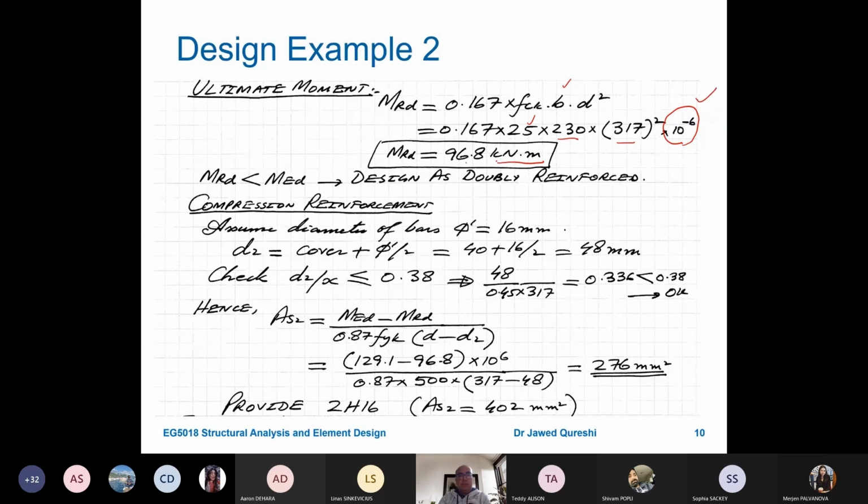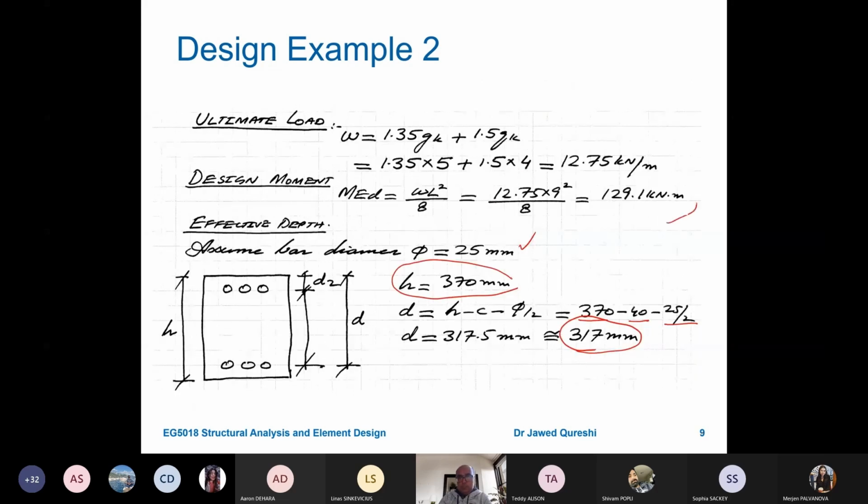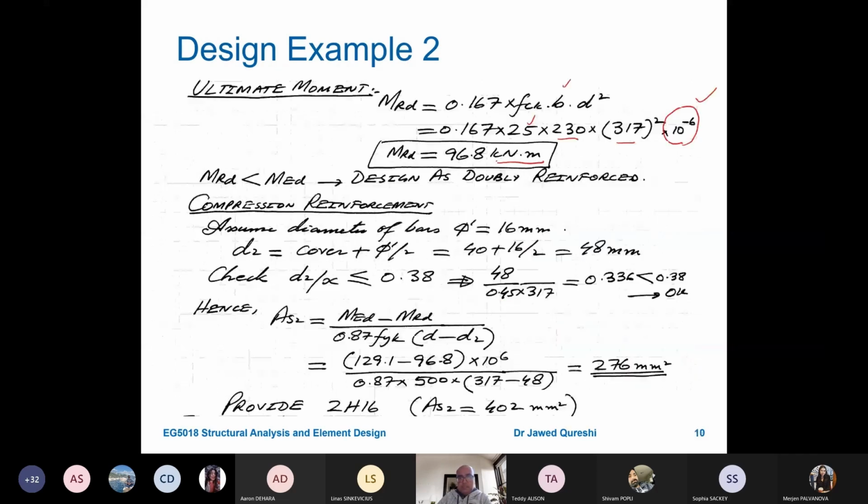And this is one of the most common mistakes in exams. Now once you have got MRD, which is 96.8, you have to compare it with MED. Our MED was 129. Clearly MED is greater than MRD, or MRD is less than MED. So when MRD, moment of resistance, is less than applied, it means that you have to design it as a doubly reinforced beam, which means that the difference of moment is taken care of by compression reinforcement. So whatever difference you get, compression reinforcement will take care of it.